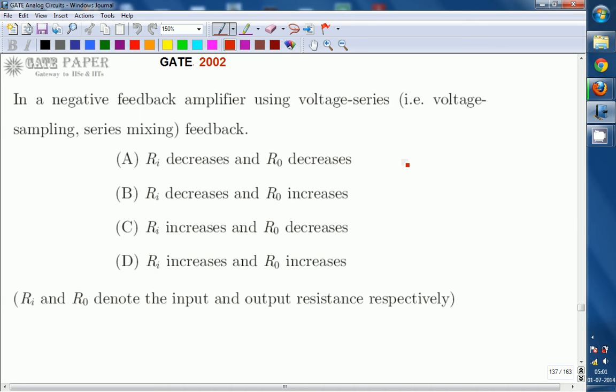There are two different types of feedback: positive feedback and negative feedback. This depends on whether the modified input signal is increasing or decreasing. If the modified input signal is increasing after mixing, that is positive feedback. If the modified input signal is reducing after mixing, that is called negative feedback. And here the question is related to negative feedback.